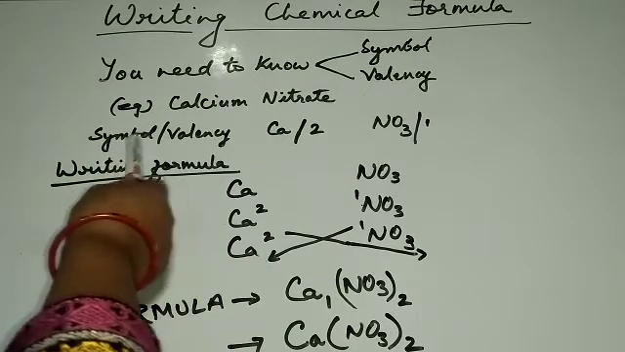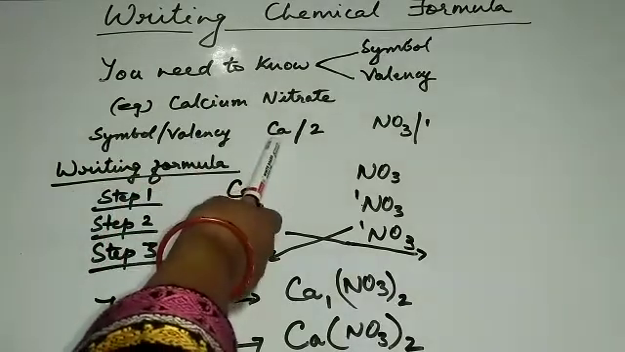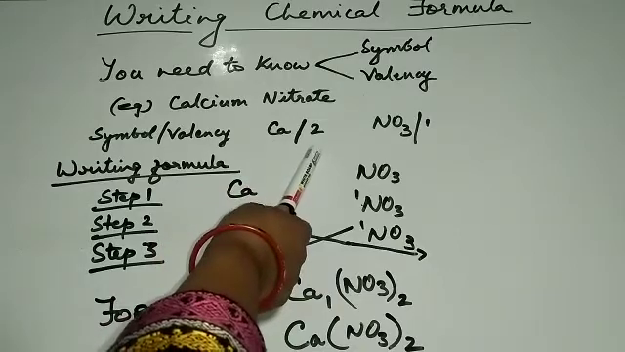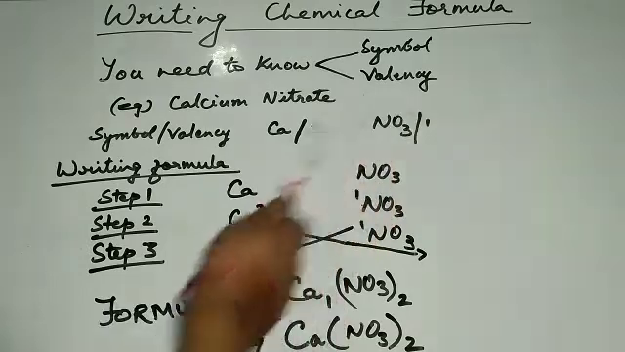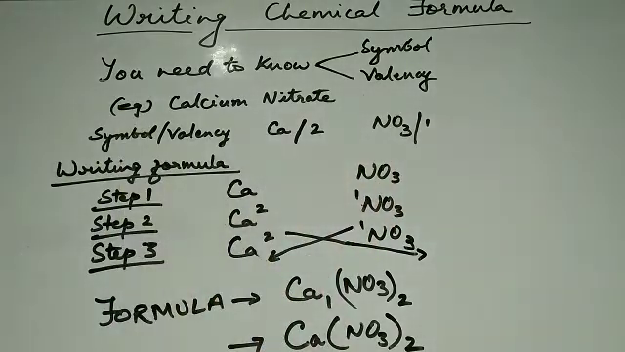So knowing the symbol and the valency, the symbol of calcium is Ca, the valency is 2. The symbol of nitrate is NO3 and the valency is 1. This you need to remember. For writing the formula there are certain steps.